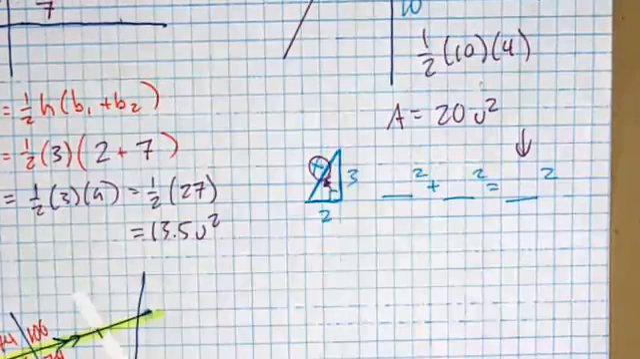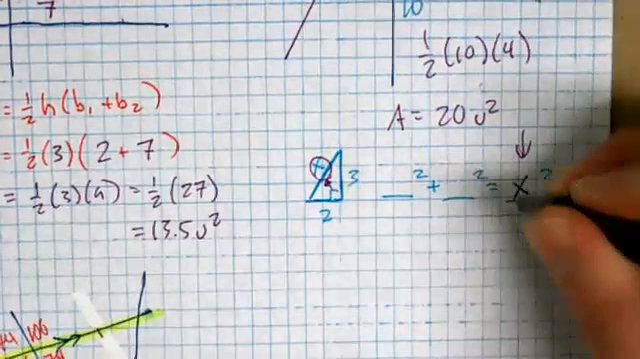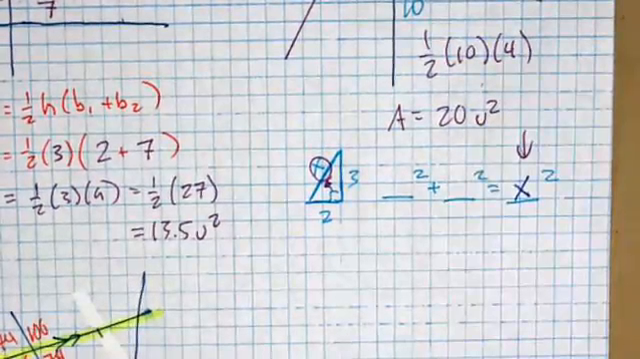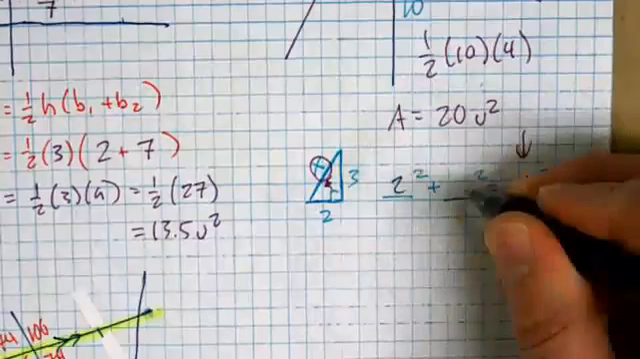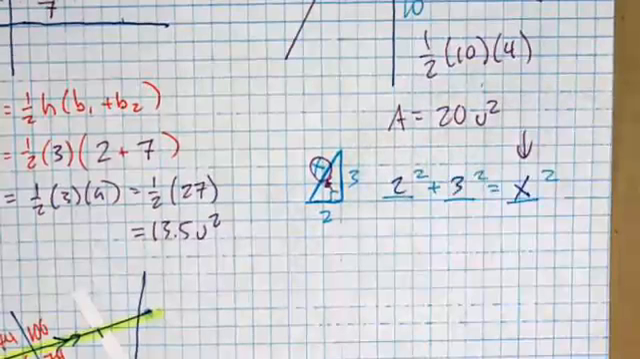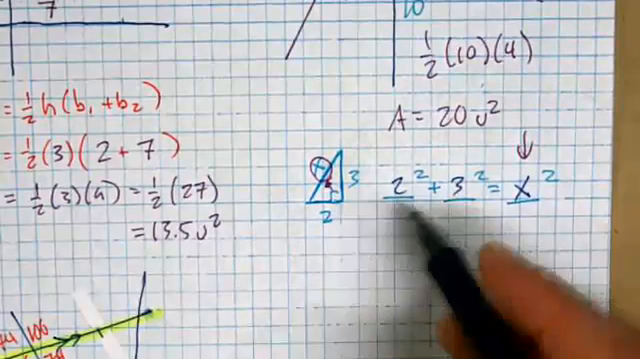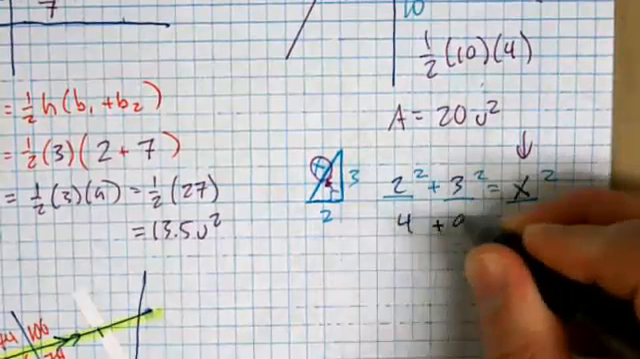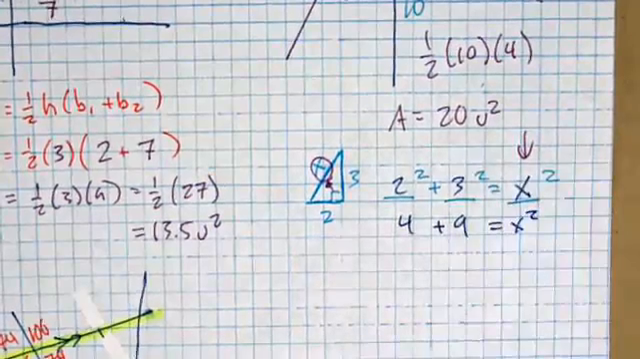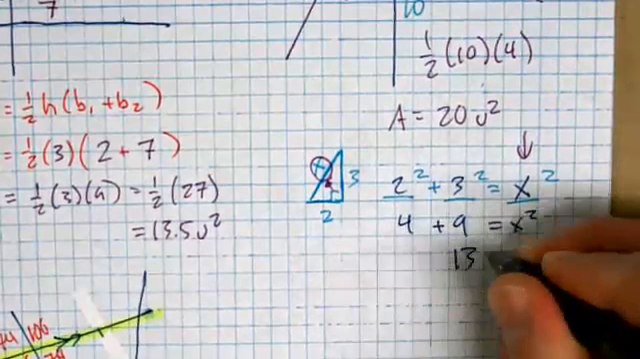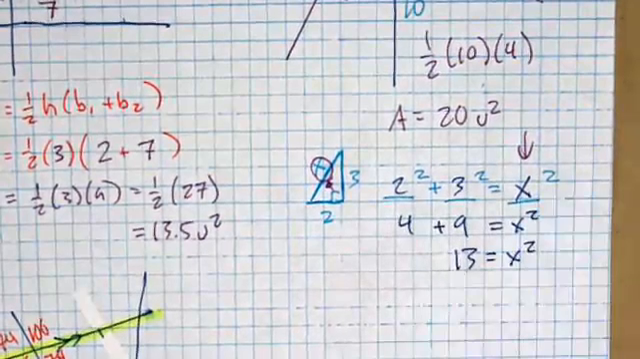You put your X over here, because that's the hypotenuse, and you put the 2 and the 3 here and here. Or maybe you had the 3 here and the 2 here, but that's okay because we're going to add them. It doesn't matter what order we add. 2 squared is 4. 3 squared is 9. 4 plus 9 is 13. And then you've got to take a square root of 13 to finish it off.